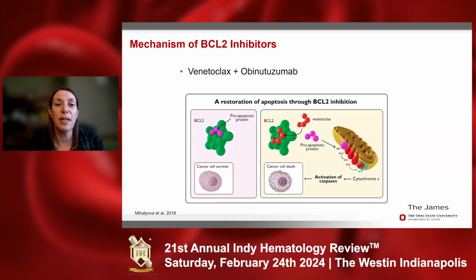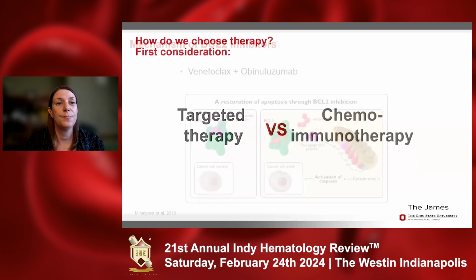We give venetoclax in combination with an antibody treatment called obinutuzumab. So obinutuzumab is given through an IV, venetoclax is a pill, and obinutuzumab will target cells that express a protein called CD20 on their surface, which includes CLL cells.